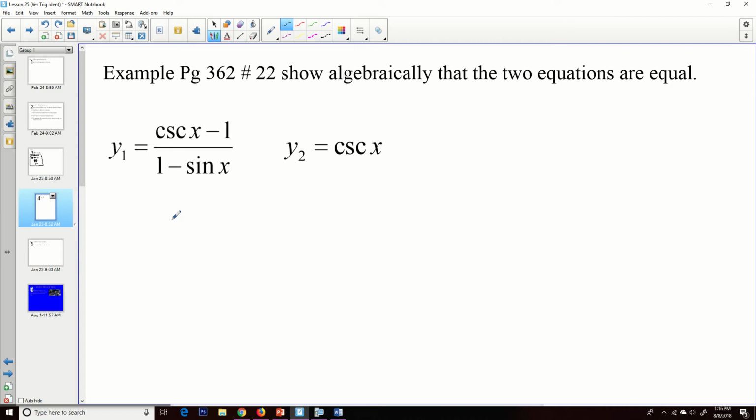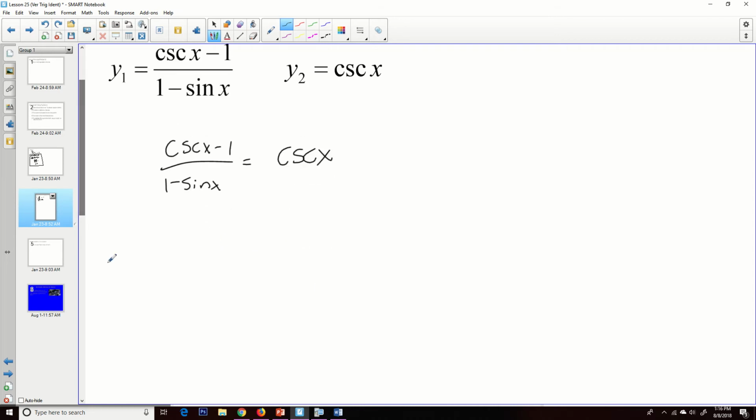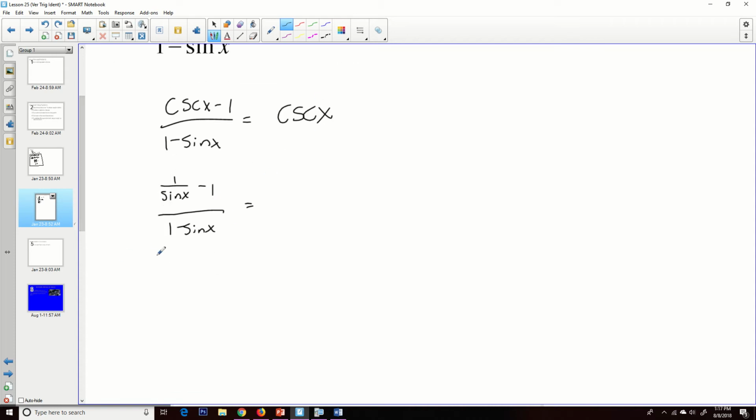I'm just going to set them equal to each other and say this is cosecant x minus 1 over 1 minus sine x is equal to cosecant x. And let's see here, what are we going to do first? Well, let's change everything on the left in terms of sine and cosine. So I have 1 over sine x, and all I'm doing is using a reciprocal identity, minus 1 all over 1 minus sine x. Okay, still trying to get those two equal to each other, or equal to cosecant.